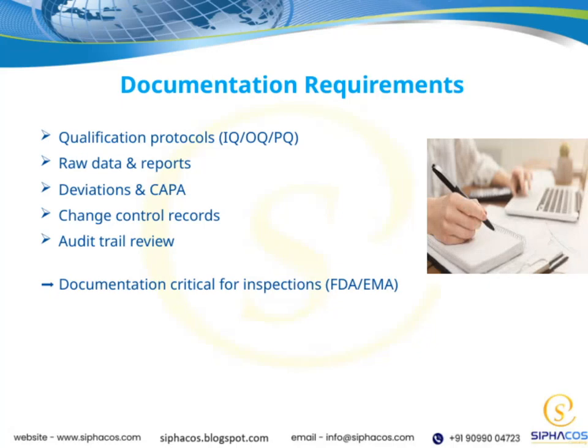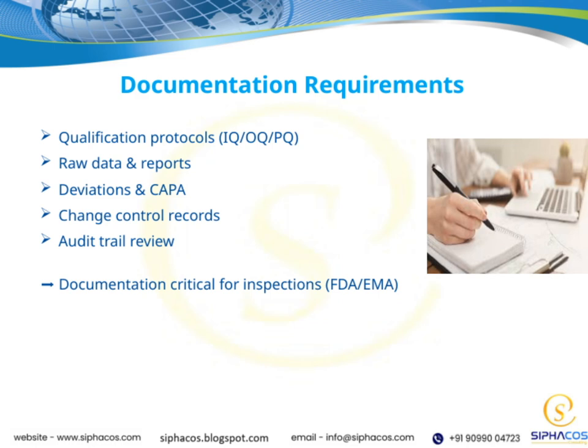Let's talk about documentation requirements, which are absolutely essential in our industry. First, we have qualification protocols, including IQ, OQ, and PQ. These are the foundational steps to ensure our equipment and processes are properly installed, operational, and performing as intended. Next, we need to keep thorough records of raw data and reports, because these form the backbone of our evidence and traceability. Deviations and CAPA are also critical components.